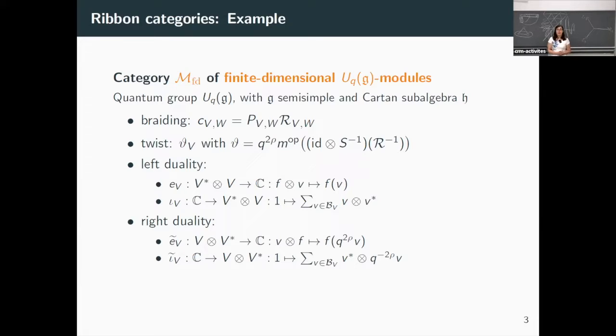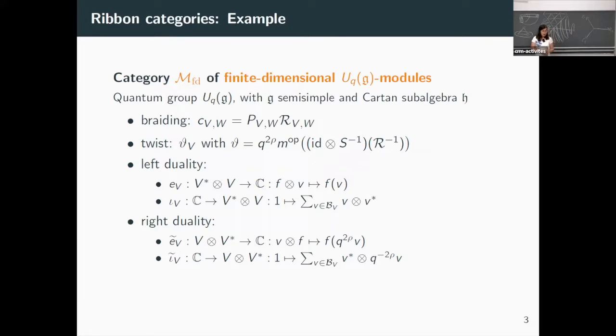And then in this case, we can take the twist to be the action of Drinfeld's ribbon element. This is an element in a completion of the quantum group, which can be constructed from multiplication of the inverse R matrix with the inverse antipode acting on one of the two legs. And this q to the power 2 rho that appears here is an element in our Cartan subalgebra, where rho, as was said also just a few minutes ago, is just 1/2 of the sum of all positive roots. And then left duality is simply what we're used to already.